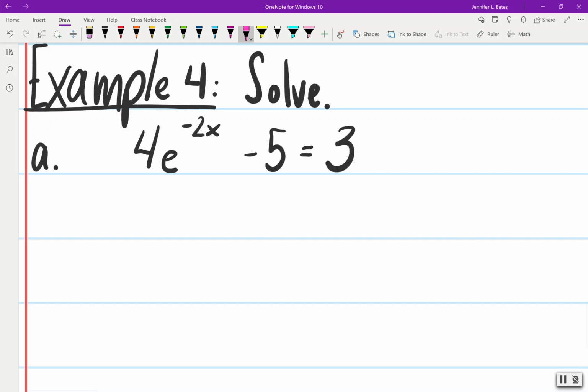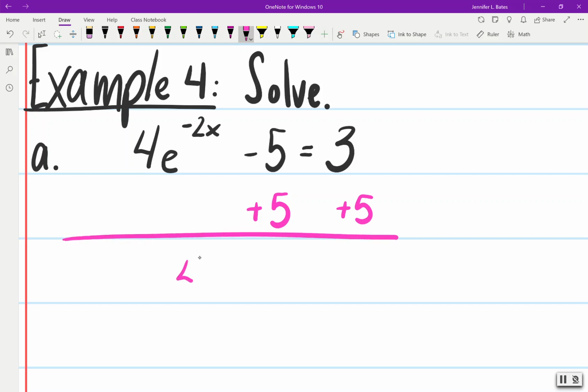So the first thing we want to do, we're trying to solve for x. So let's just think through this. I'm trying to solve for x. X is currently trapped in the exponent. So what I want to do is get e to the negative 2x all by itself. If I'm trying to isolate that piece, the first thing I need to do is move over the 5. If I move over the 5, I've got 4e to the negative 2x is equal to 8.